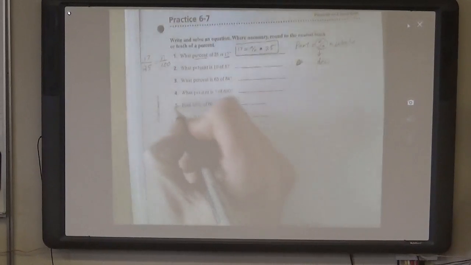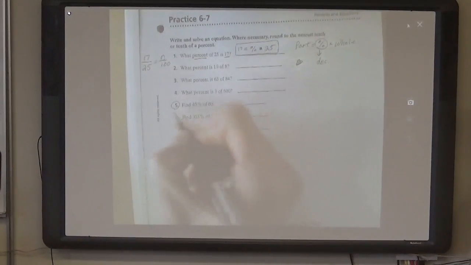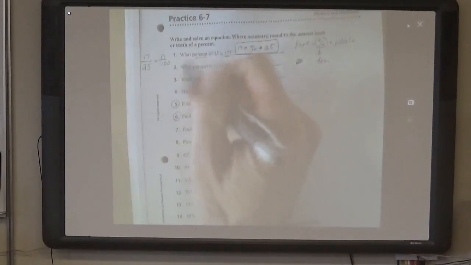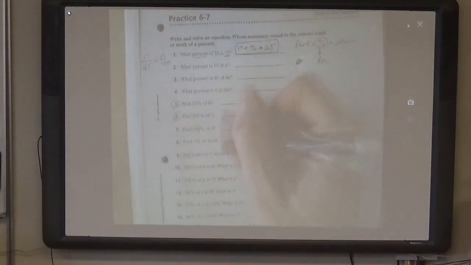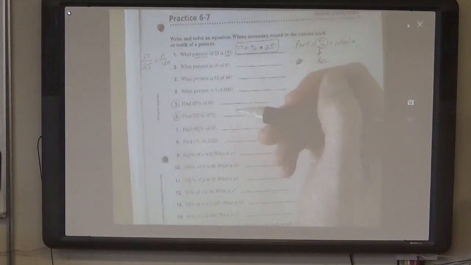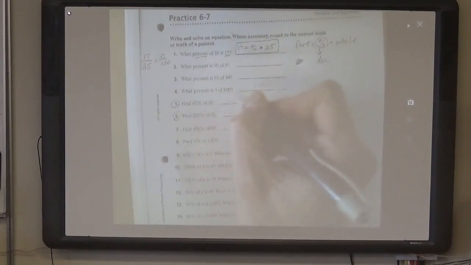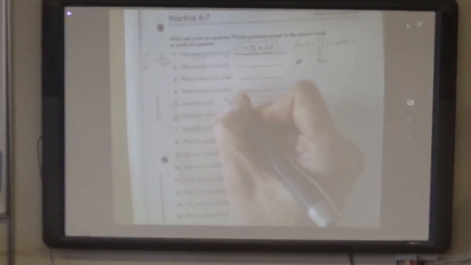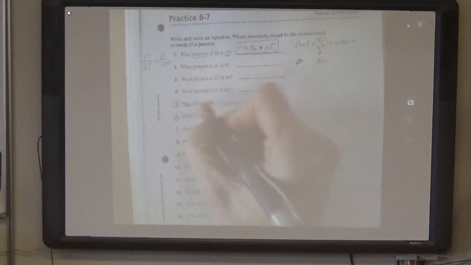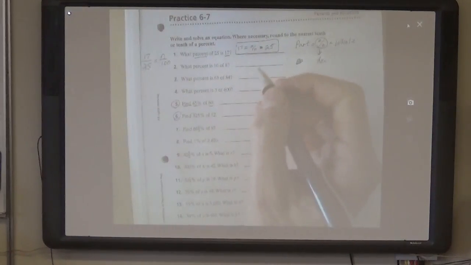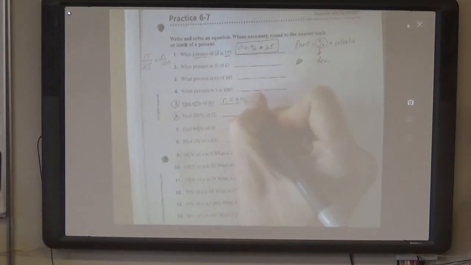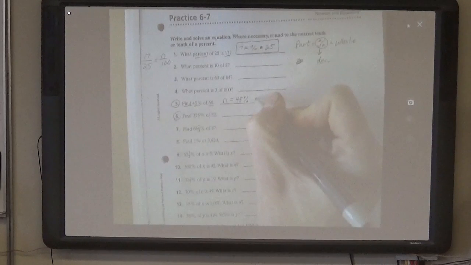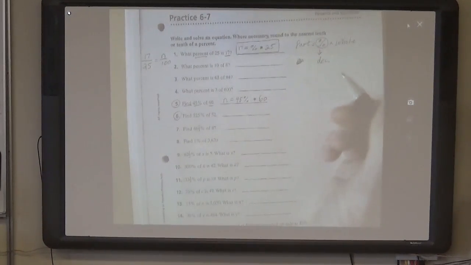Let's see. Let's skip to number 5. We'll come back to these tomorrow because these are written in a different order. Let's just practice finding the percent using the decimal form, following our procedure. So, in number 5, write down number 5. Find 45% of 60. So we're finding the part, n equals 45% times the whole, 60.